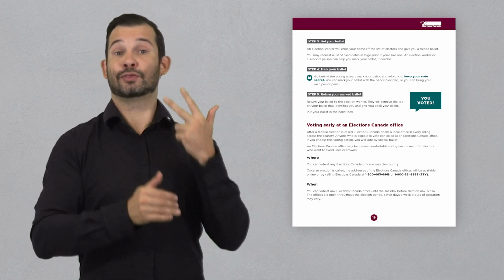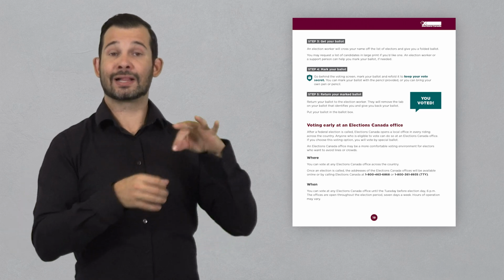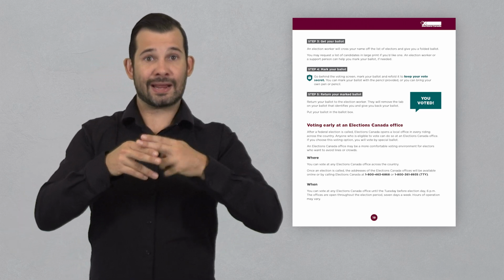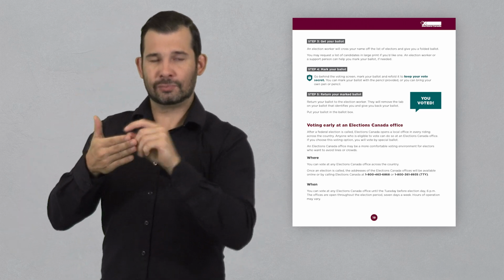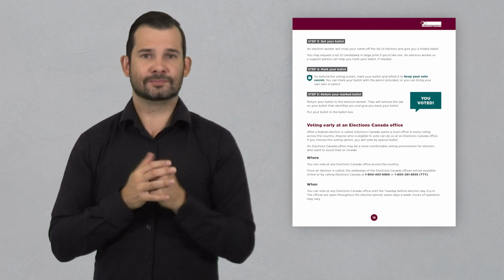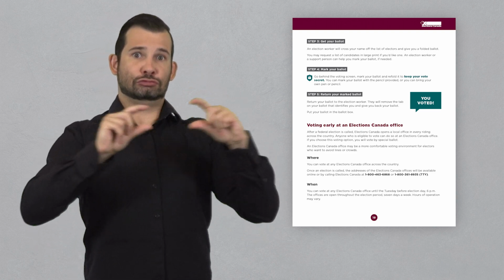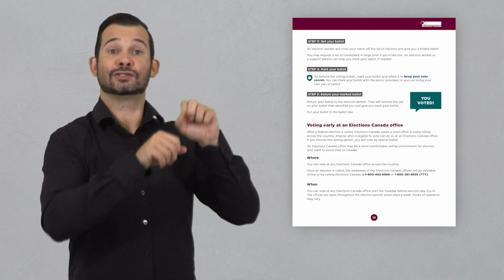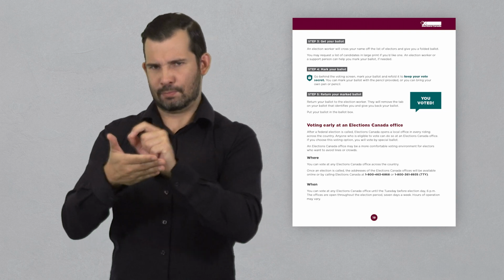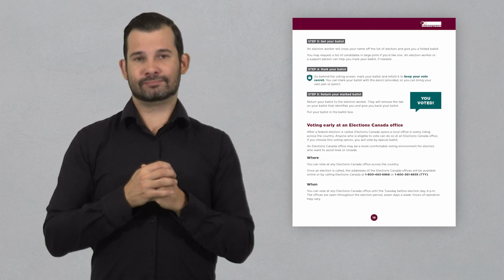Step 3. Get your ballot. An election worker will cross your name off the list of electors and give you a folded ballot. You may request a list of candidates in large print if you'd like one. An election worker or a support person can help you mark your ballot if needed.